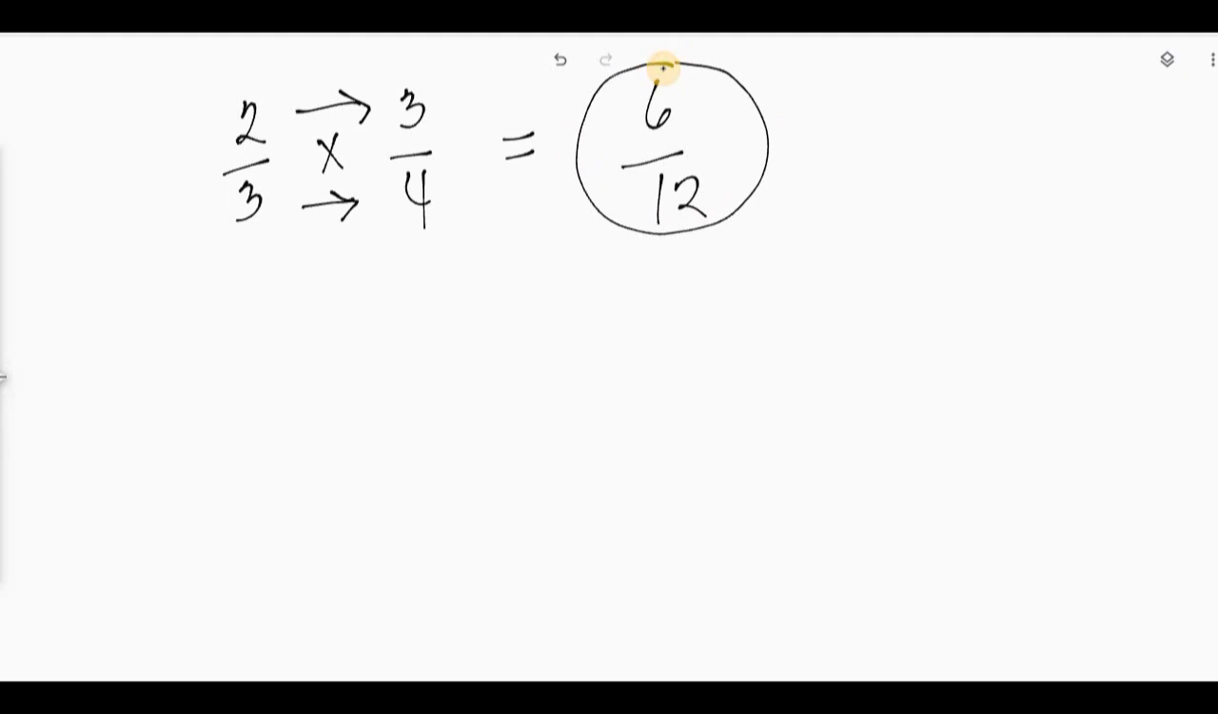Tapos, tingnan nyo lagi yung answer niyo kung pwede pang i-lowest term. Paano mag-lowest term? Hanap kayo ng malaking number na pwede mag-divide sa kanilang dalawa. So, dito, pwede siyang i-divide na 6. Okay? Yung 6 divisible by 6, yung 12 pwede i-divide ng 6. So, 6 divided 6 is 1. 12 divided 6 is 2. So, that is 1/2.